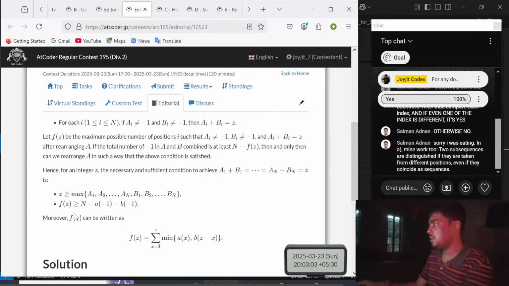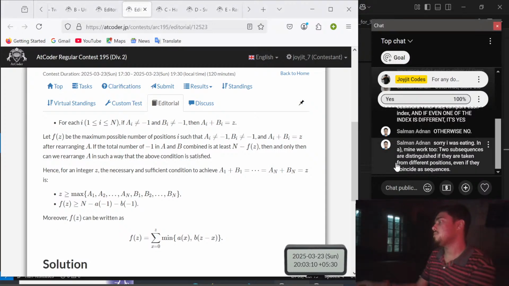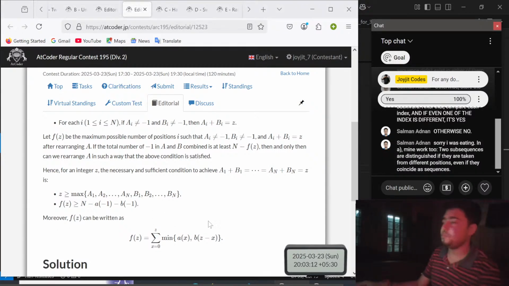Two elements in A are considered distinct if they are taken from different positions, even if they coincide. Okay, it may happen. I'm not sure much about it. Okay.